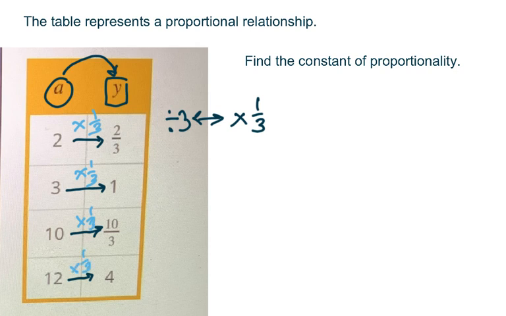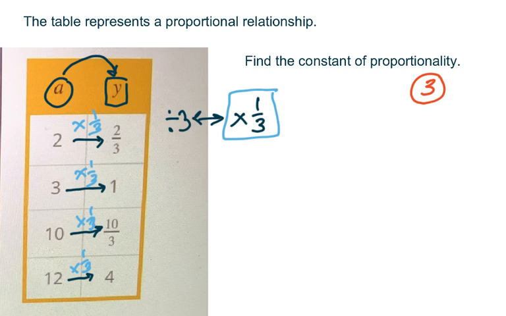So 12 multiplied by 1/3 gives me 4. 10 multiplied by 1/3 gives me 10 over 3. 3 multiplied by 1/3 gives me 1. 2 multiplied by 1/3 gives me 2/3. So I have found my constant of proportionality. It's 1/3.